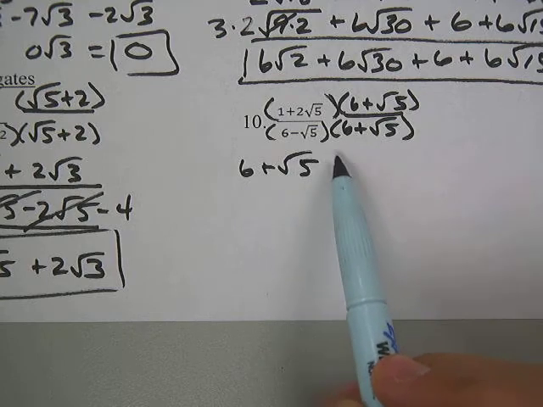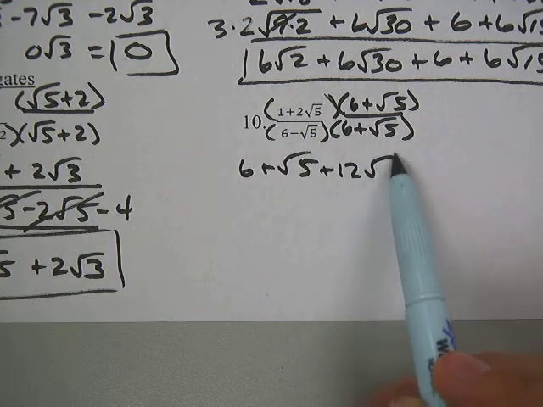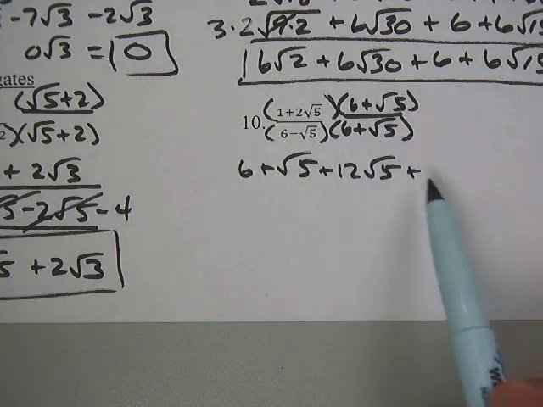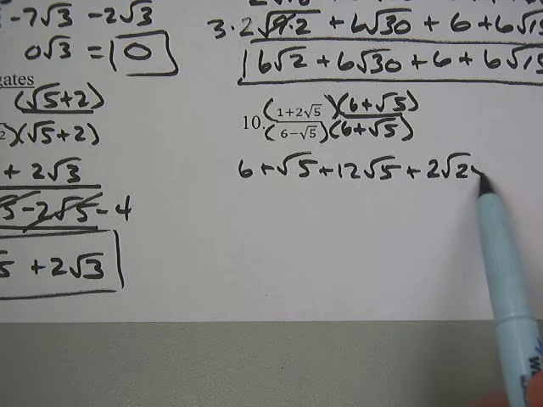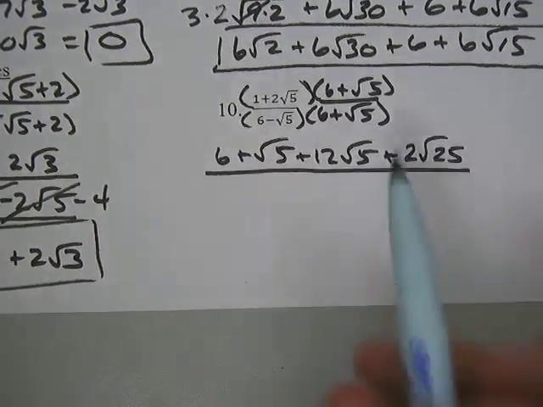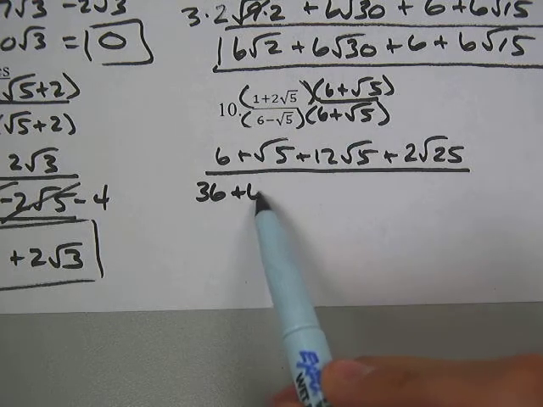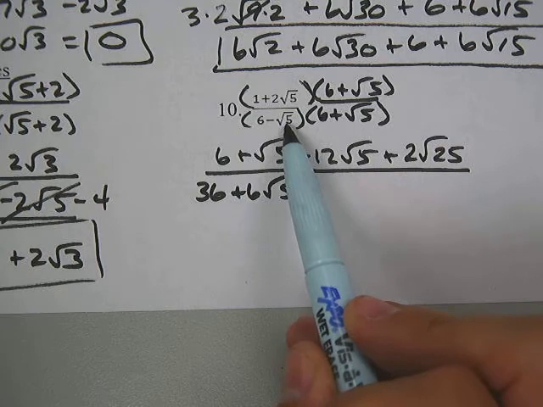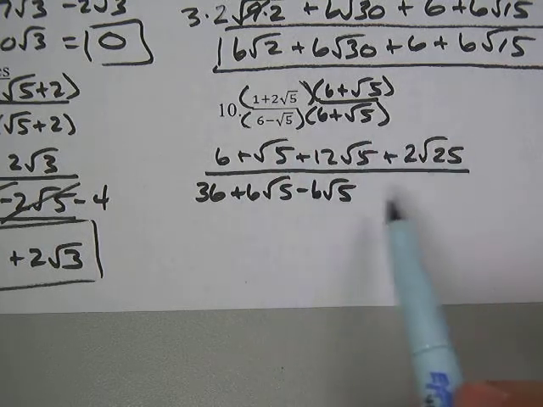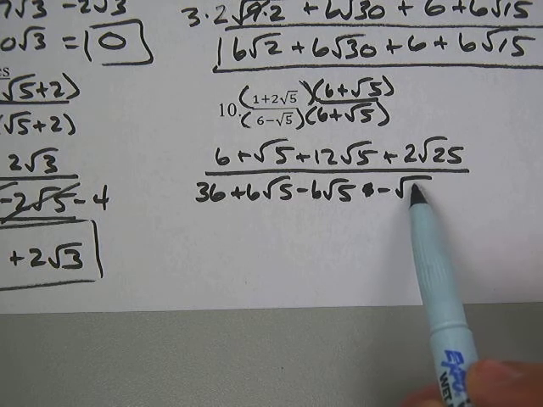So let's try one more. In this case, I'd multiply by the conjugate, so it'd be 6 plus root 5, 6 plus root 5, top and bottom. So when I do that, you got a lot of distributing here. So up on top, let's see. If I distribute the 1, I get 6 plus root 5. If I distribute the 2 root 5, you get plus 12 root 5 plus 2 root 5 times root 5 is 2 root 25.